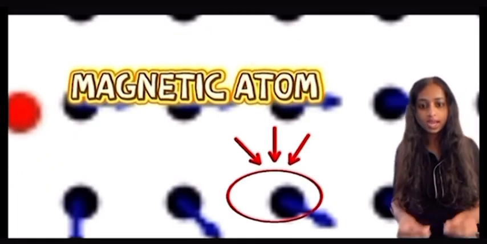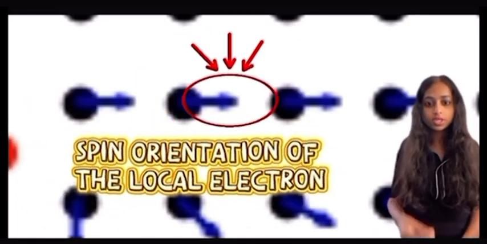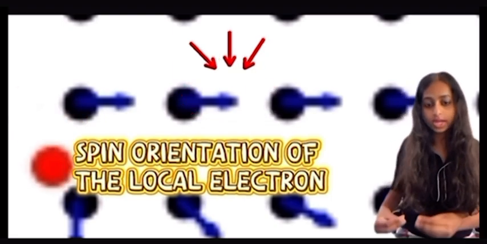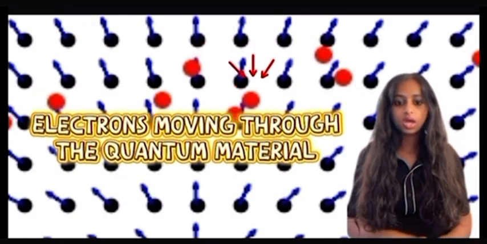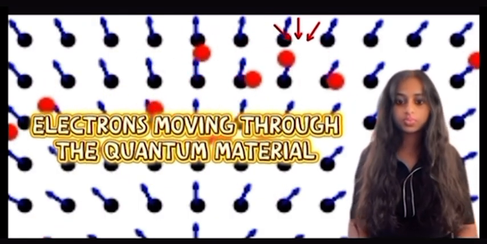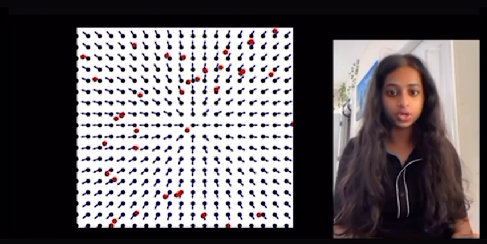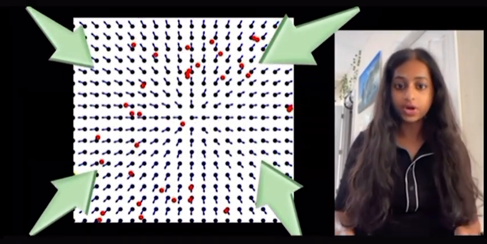The black dots represent magnetic atoms. These blue arrows represent the spin orientation of the atom's local electrons. The red dots represent electrons moving through the quantum material. Since these electrons are in the interior, they are very vulnerable to scattering and decoherence.